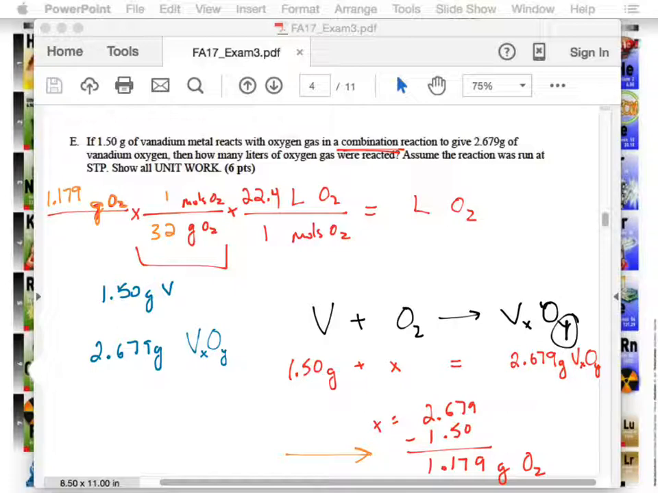What's that? No, that doesn't work. It doesn't work because you're saying 1 mole of O2 is 2 moles of oxygen. We don't know that. You literally do not know the formula for the vanadium oxide, so you can't balance that equation. This equation is unbalanceable, which means you can't convert substances through it. You have to use conservation of mass.